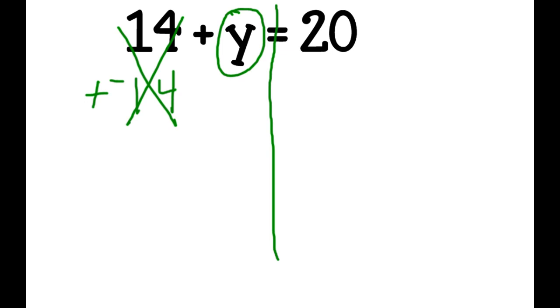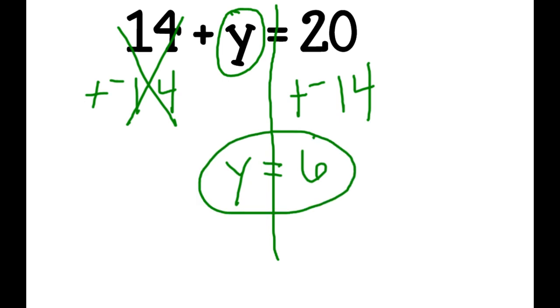And what you do to one side, you must do to the other. So I add a negative 14 to this side as well. And I bring down my y. And 20 plus negative 14 is 6. So I circle it. And that's my answer.